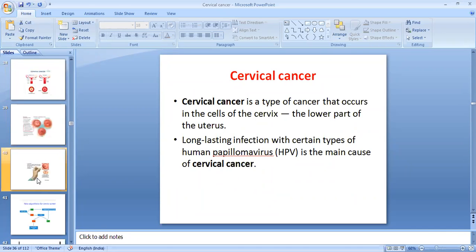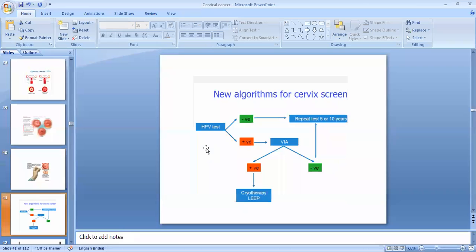Whenever they find an abnormality, they collect the cells and first go for the HPV test. If it is positive, then they go for another test. We'll explain this. If it is again positive, then they can go for the therapy. This therapy is very effective, and they can remove the abnormal tissues, and the patient can recover nicely. If the test is negative, people are asked to repeat the test after 5 or 10 years, or as required.